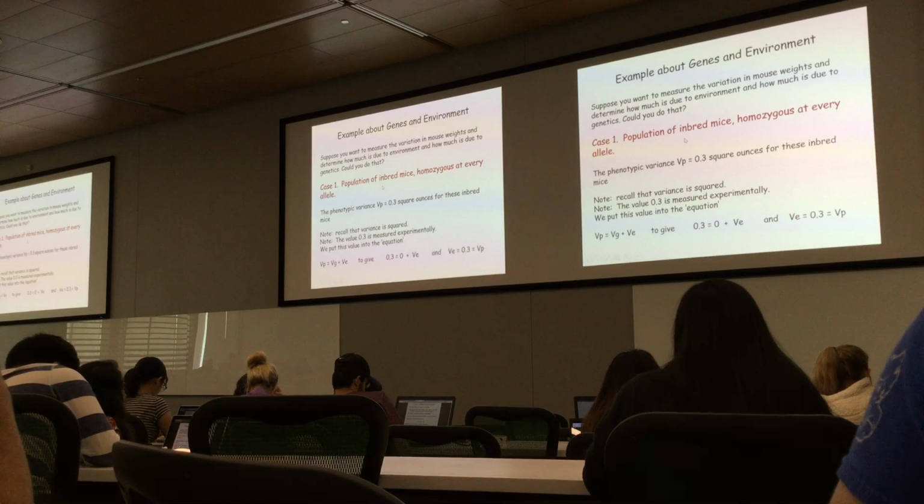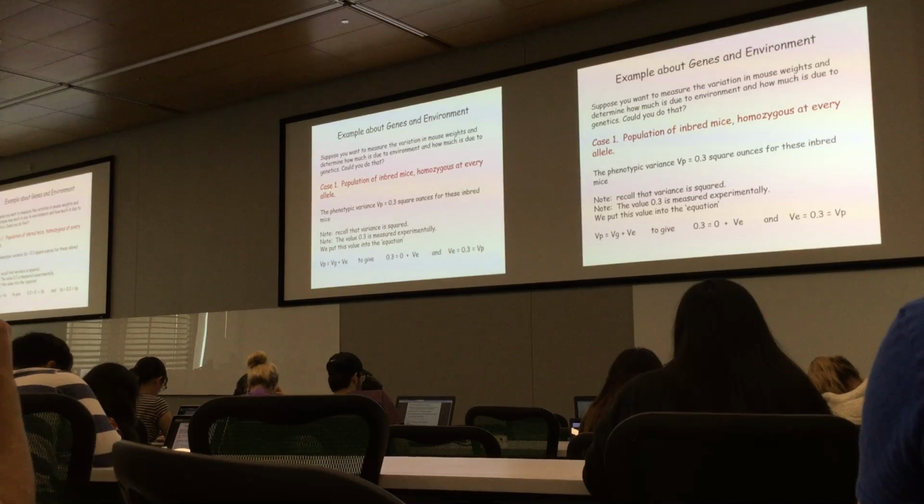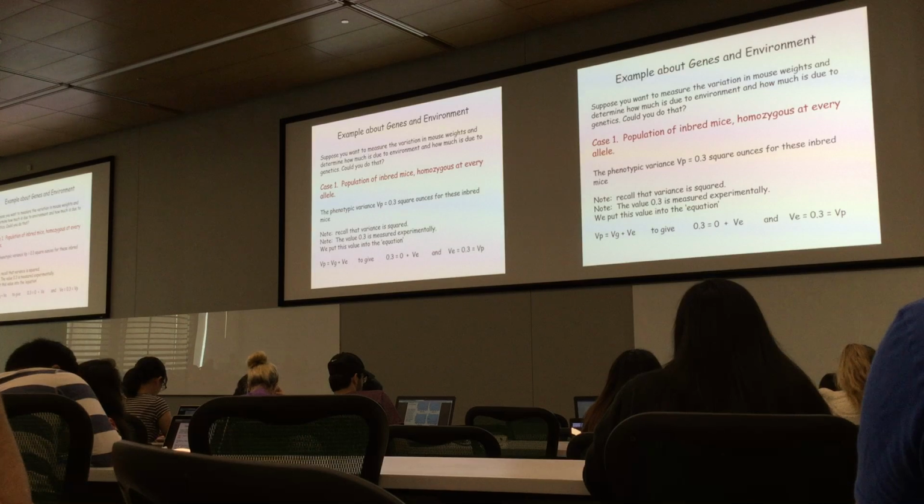Okay, so let's look at an example. This is a book example. It's one of the simpler examples in this chapter in the book. And we're going to try to partition some sort of phenotype into a genetic component and environmental component. And this is a kind of neat example.